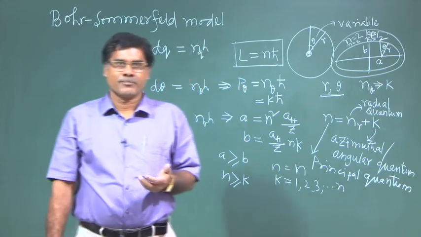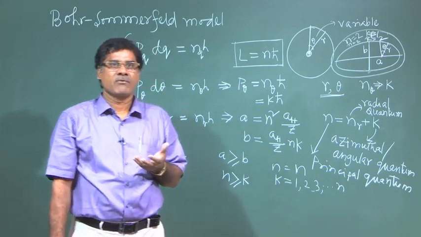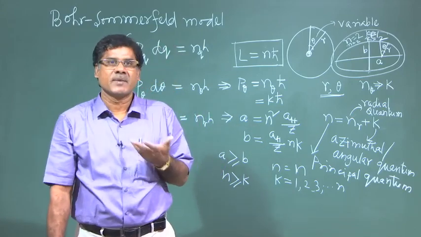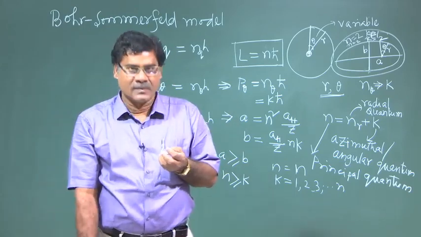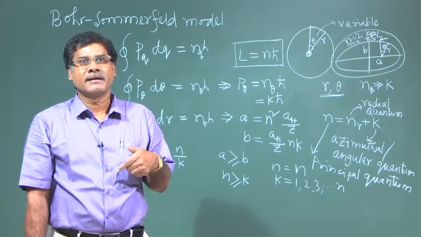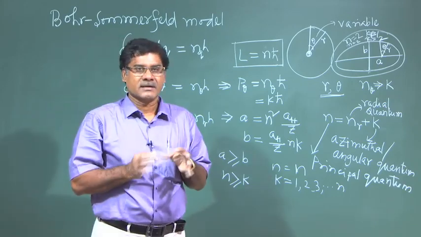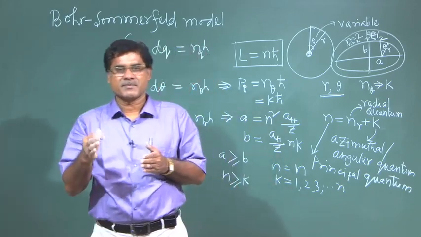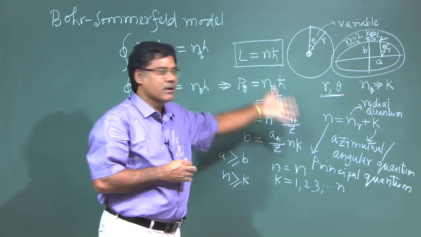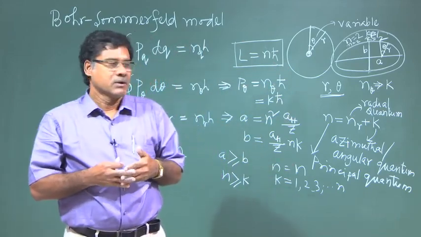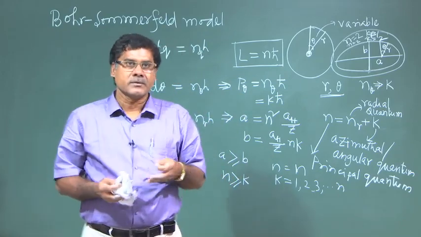Now the question is, whether these suborbits or subshells or orbitals will have different energy or the same energy. If they are the same, then we will again face the same difficulty, that the number of spectral lines will not be more. Whatever number of spectral lines we get in the case of hydrogen from the Bohr model, from the elliptical Sommerfeld model also, the number of spectral lines will be the same. Okay. So let us see what about the energy, whether it depends on k or not.